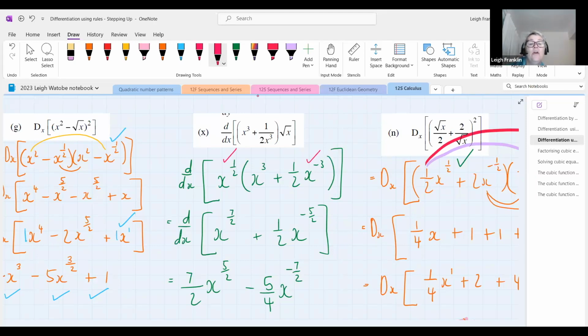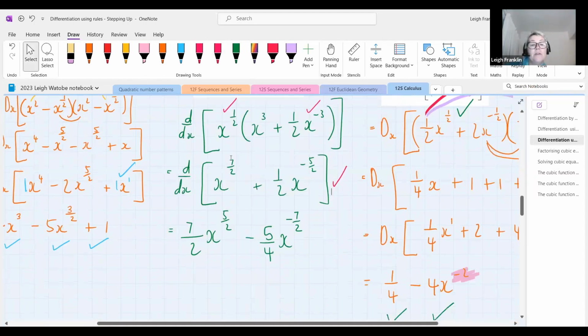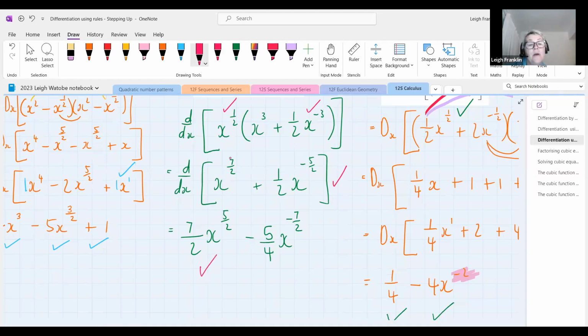And then in our last step, so an accuracy mark on removing the brackets correctly. And then again, there would be a mark on each term over here.